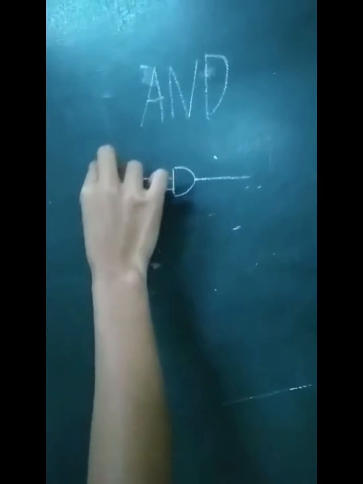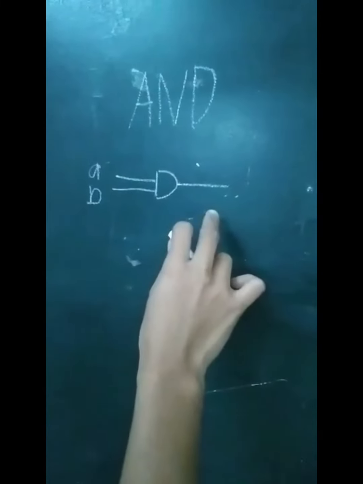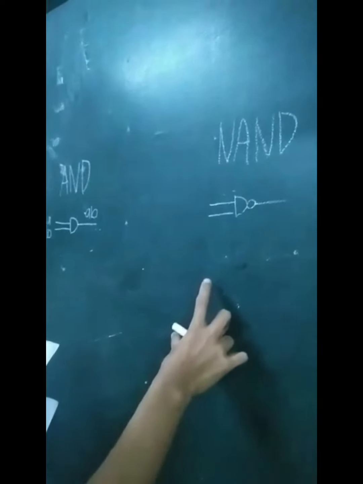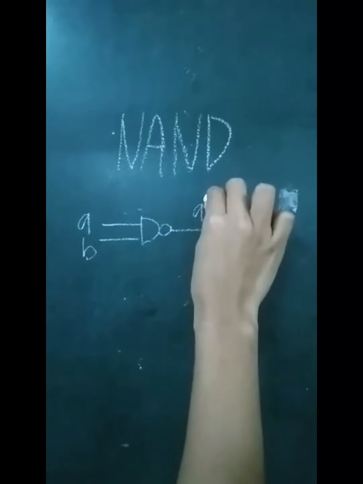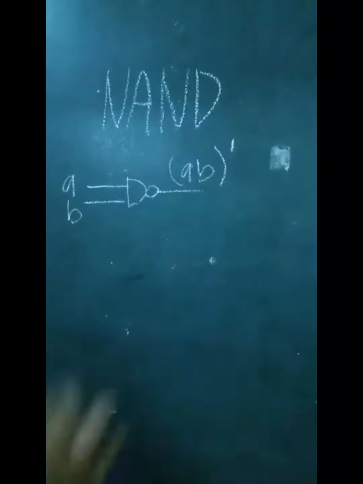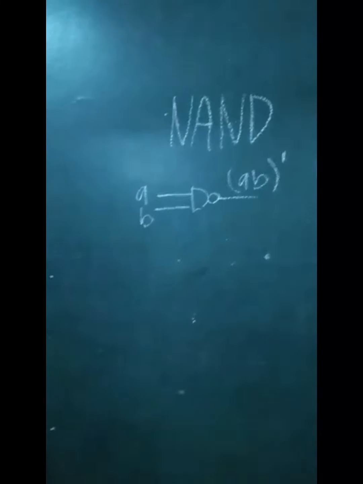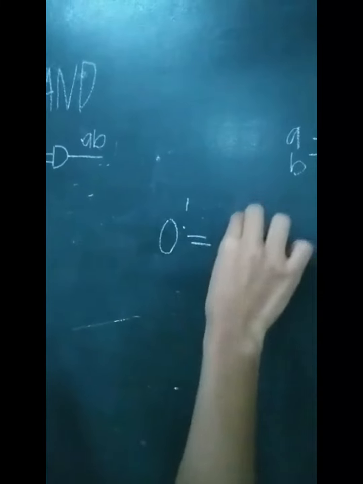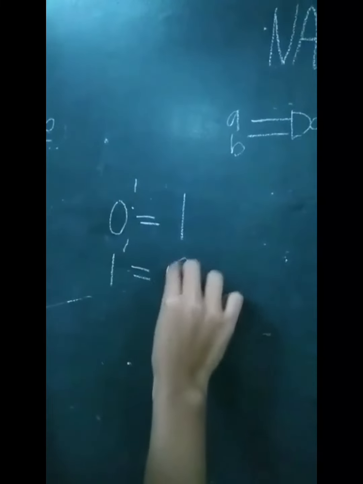So, this is the input A and input B. The output of the AND gate is A times B. The NAND gate is going to be the complement of A times B. And also, always remember the complement of 0 is 1, while the complement of 1 is 0.